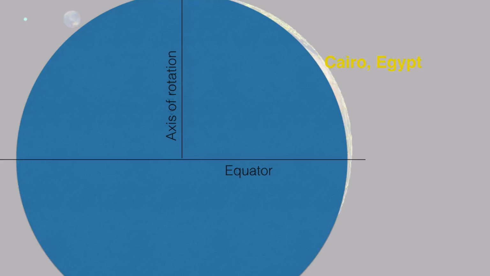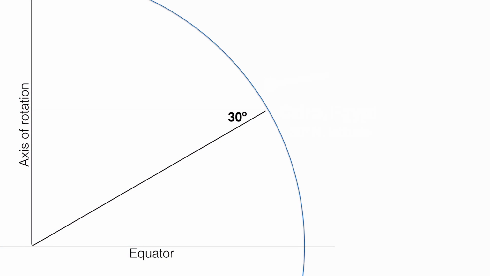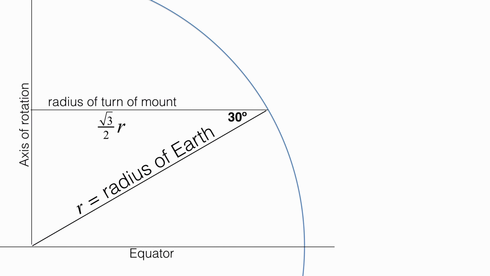So here we are in Cairo, Egypt, which is 30 degrees north latitude. There's our pendulum swinging, and let's run the numbers. So we've got a nice right triangle, a 30, 60, 90 right triangle. If the hypotenuse is the radius of the Earth, then that long leg is going to be root 3 over 2 times the radius. All right. Now the radius of the swing is 1 mile. All right. 1 mile north is where the end of that bob is going to end up.